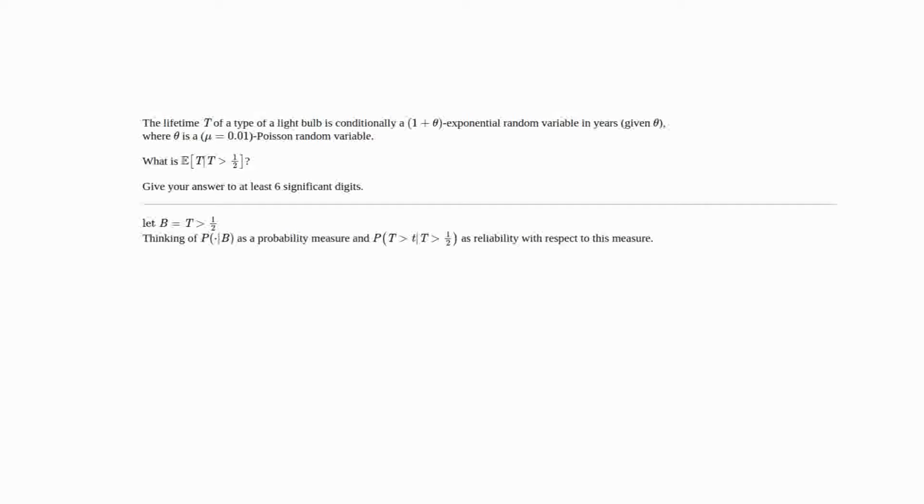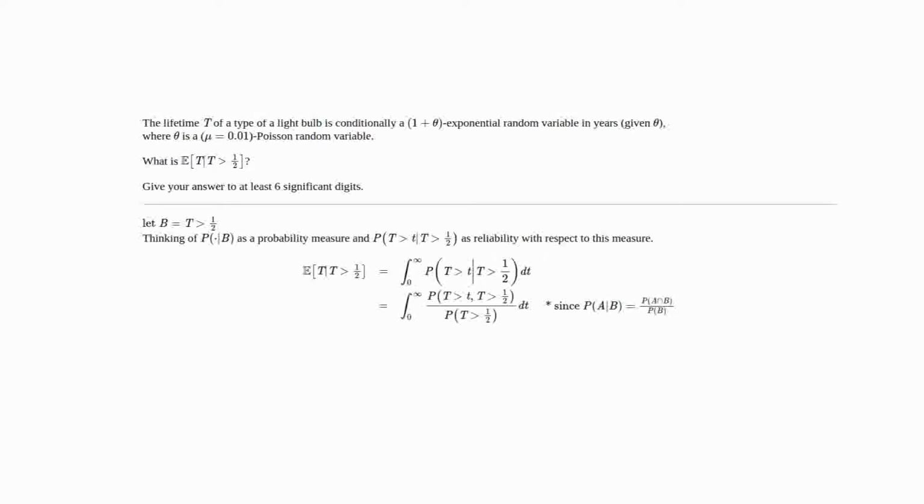And then we know the expectation of a random variable is the integral of the reliability if that random variable is non-negative. Well, T is non-negative, so we know that the conditional expectation of T, given that T is greater than 1/2, is the integral from 0 to infinity of the conditional probability of T being greater than little t, given that T is greater than 1/2, i.e. the integral of this conditional reliability.